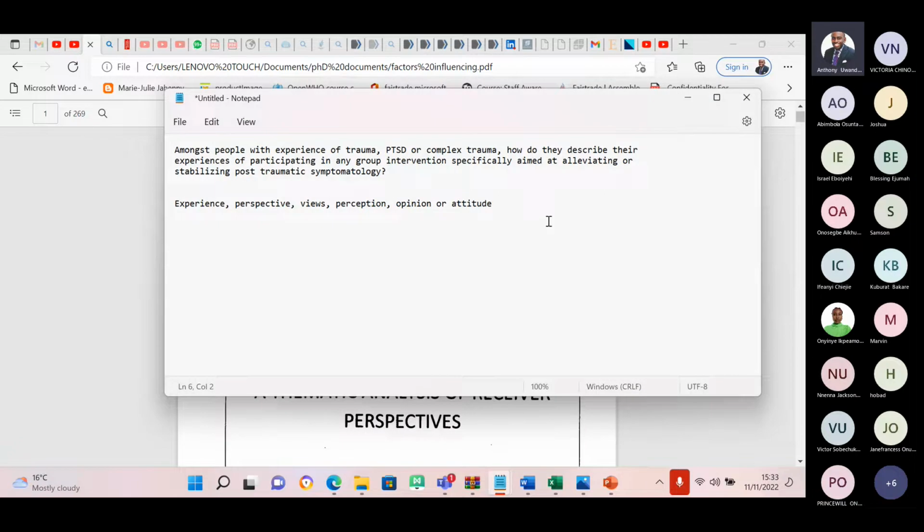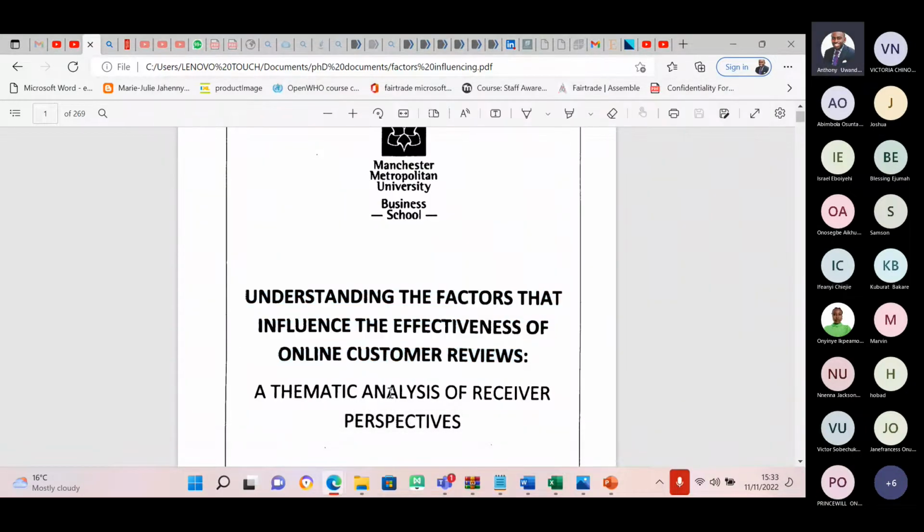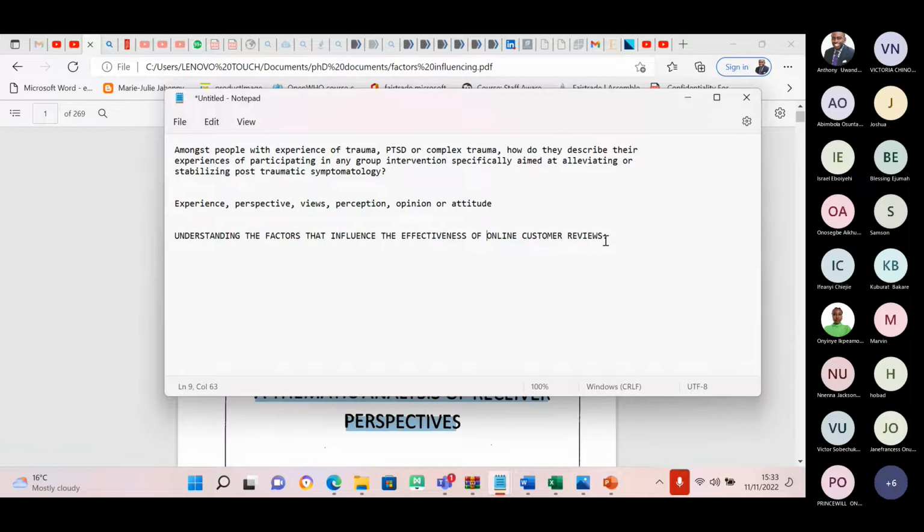When you're trying to understand something, that's a review. Understanding the effective. Remember, it didn't say effectiveness of something. It's trying only to understand. So it said what? A thematic analysis of receiver perspectives. You see that? So I already know that this is a qualitative approach.